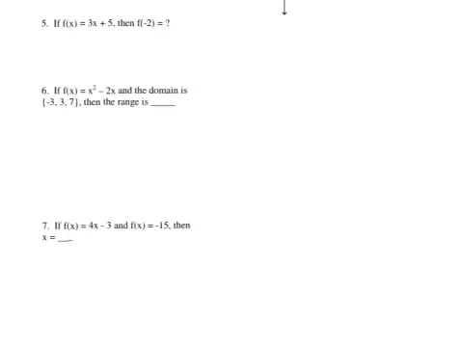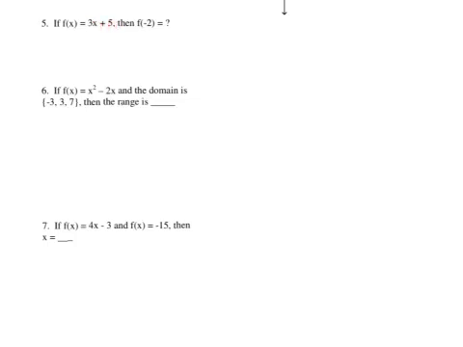Okay, number 5. If f of x equals 3x plus 5, then f of negative 2 equals what? In this problem, we see that f of x and over here f of negative 2, these are the same thing. All they're doing is they're taking this x and we're going to substitute negative 2 in its place. So it's saying that negative 2 is x in this problem. All I'm going to do is take this negative 2 and substitute it in here.